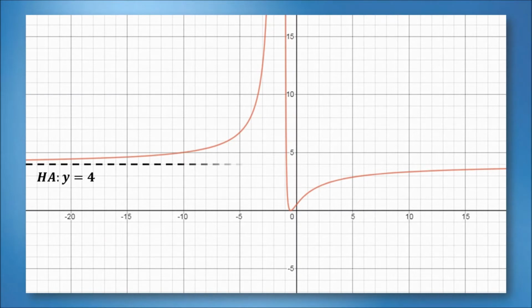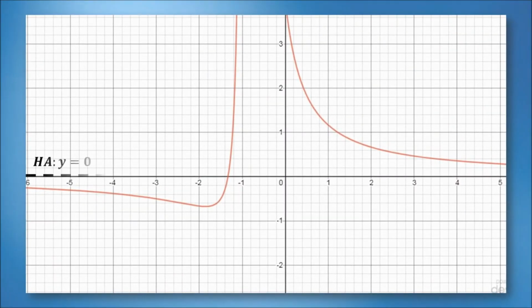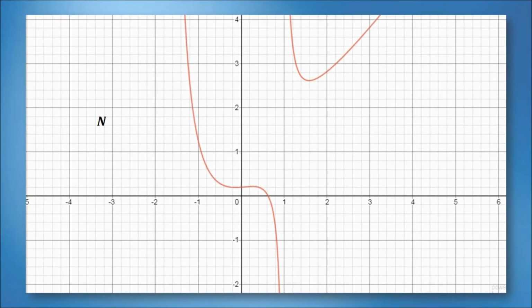For example, this rational function has horizontal asymptote at y equals 4. But the graph intersects the horizontal asymptote. It is possible. This next rational function has horizontal asymptote at y equals 0. But the graph intersects the horizontal asymptote. It is possible. While this third rational function has no horizontal asymptote at all.